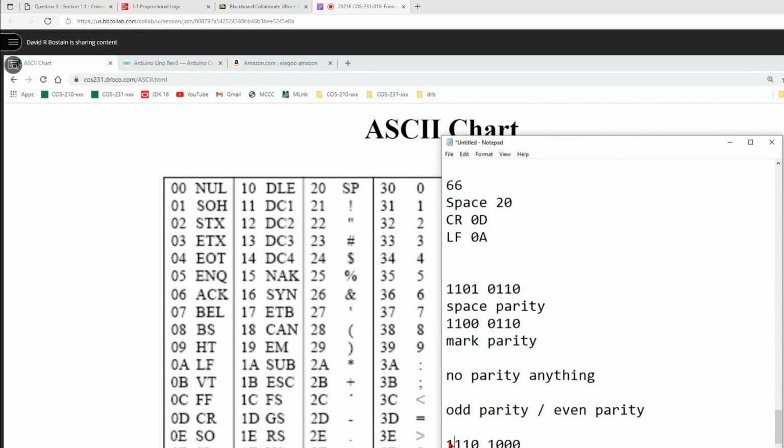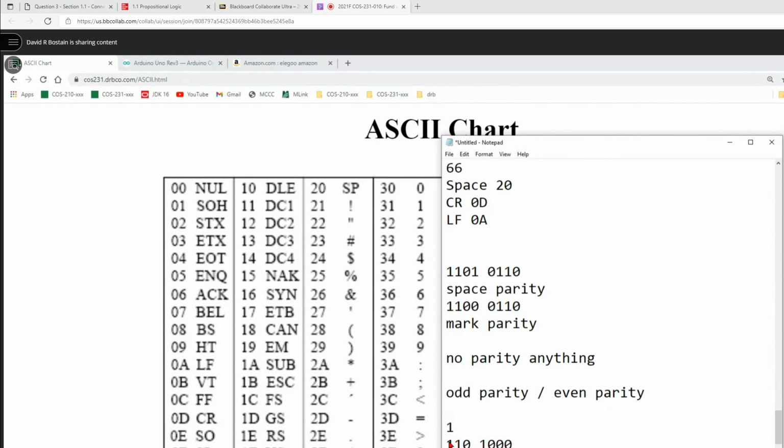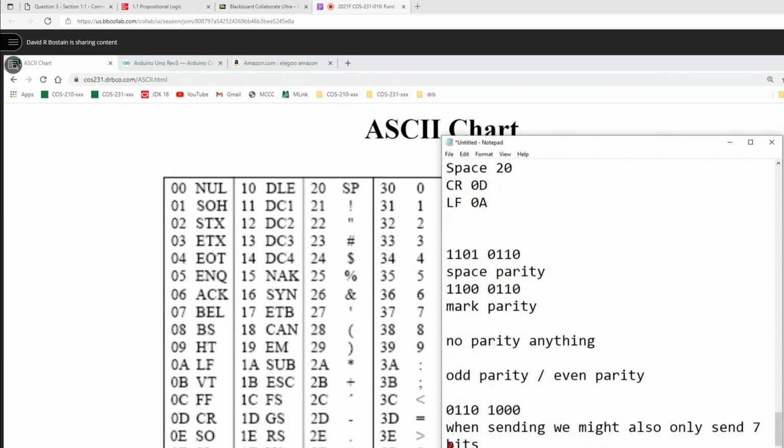Now there is one other option that can occur. When sending, we might also only send 7 bits. And there is no parity, but it's different than this no parity. This no parity simply means that we're going to stick garbage in the first bit. It might be a 1, might be a 0, might always be a 1, might always be a 0, but whatever it is, they're saying don't check it.